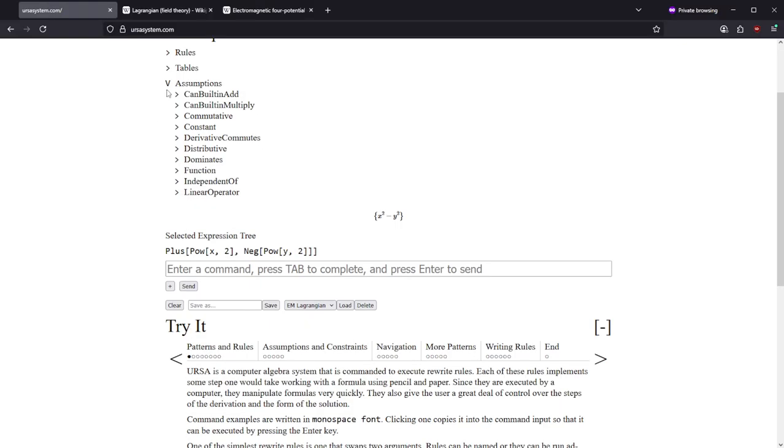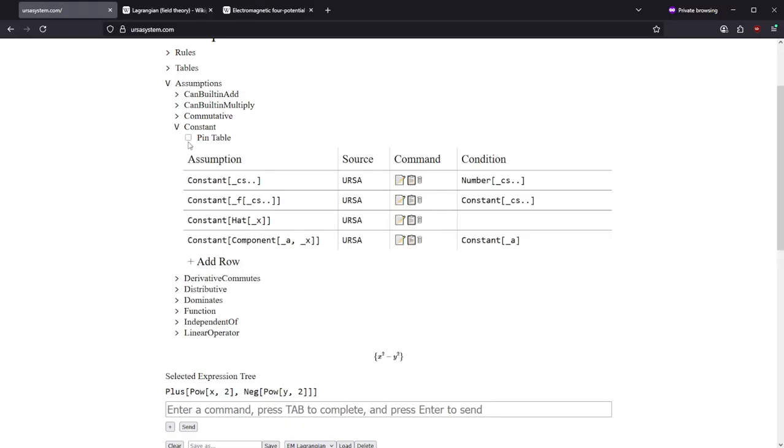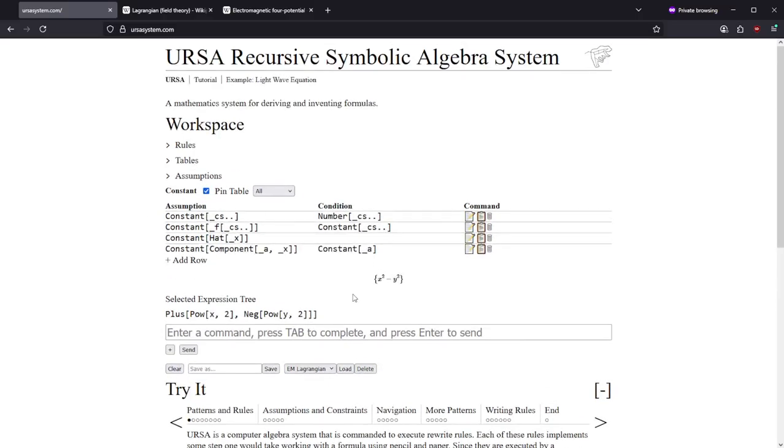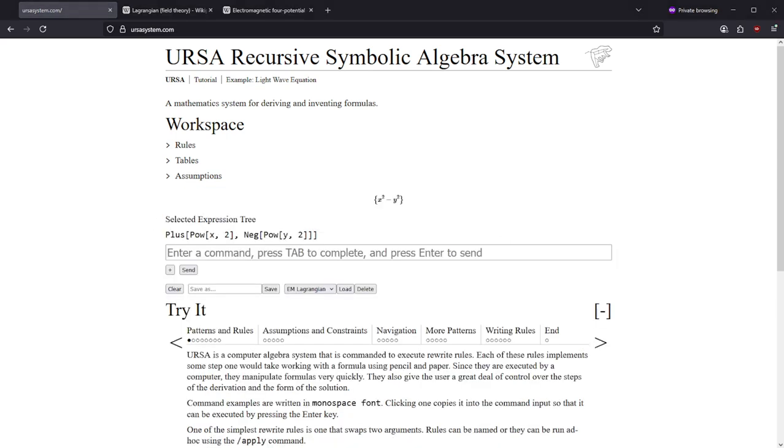You can also pin tables so that they will show up above your equation without having these expanded, and I'm not sure if I'm going to keep this feature. But in any case, let's go. I'll explain more as needed.